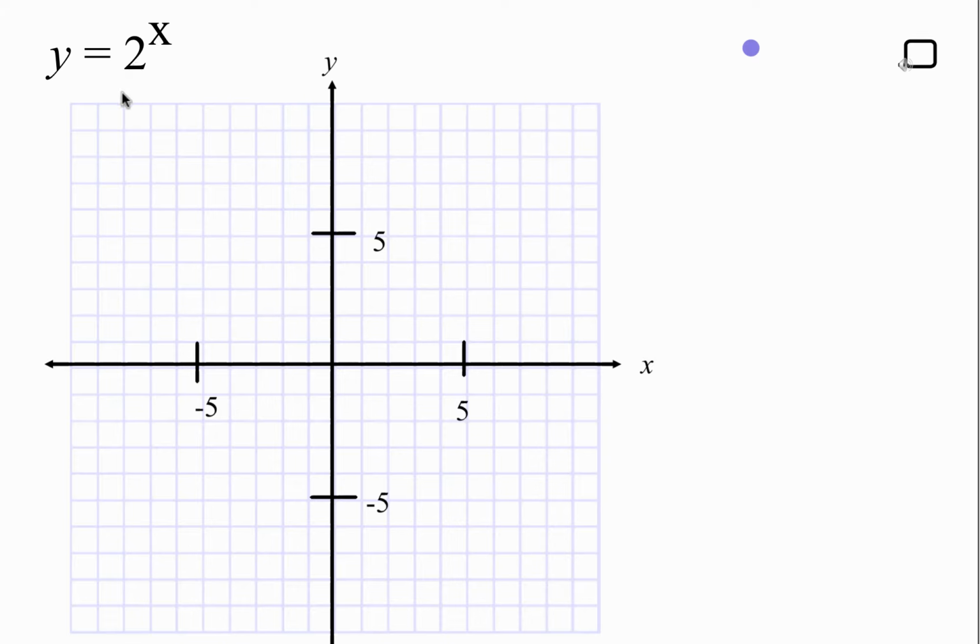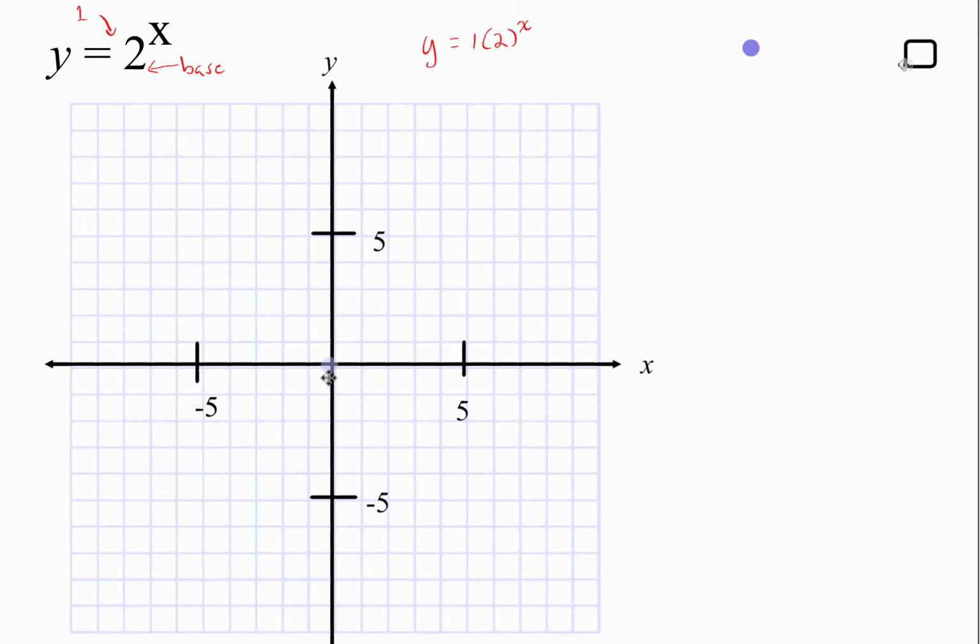This is the basic exponential function, y equals 2 to the x. So right here we would say the base is 2. The principal right now is 1, because it could really be written like this. So let's look at 2 to the x. Well, it's kind of simple.